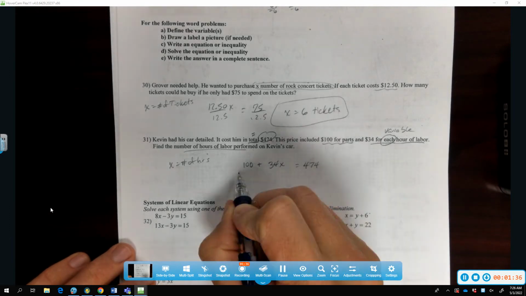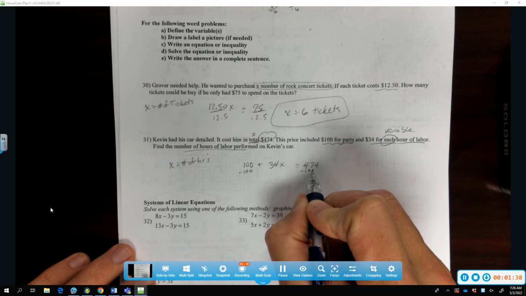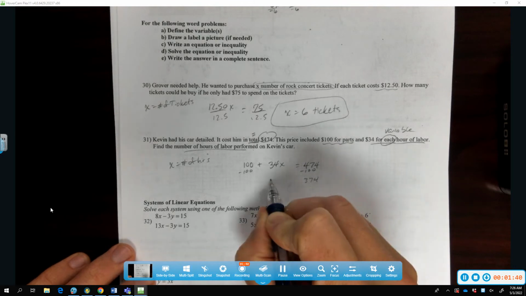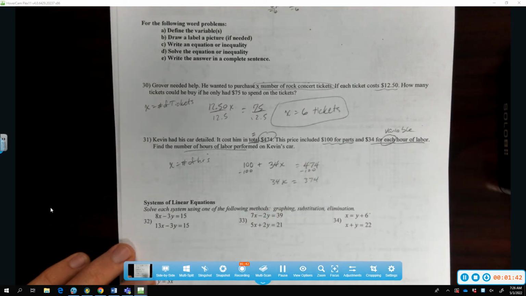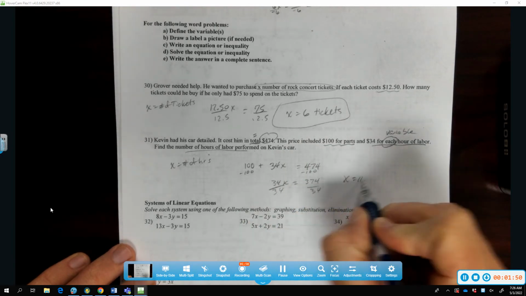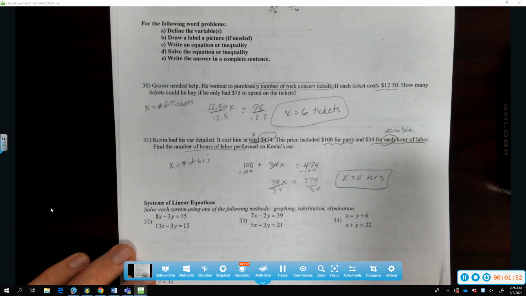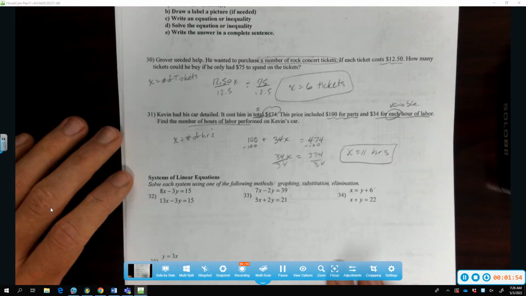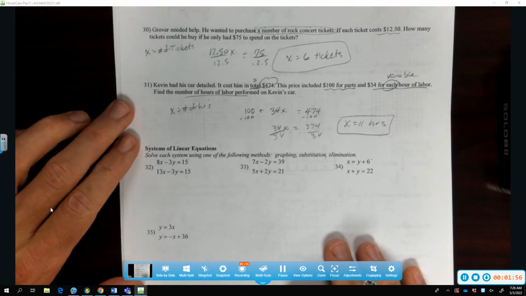So we're going to solve for x, so we need to subtract 100. We get 374, so 34x equals 374, so we take 374 divided by 34, and we get x is equal to 11 hours. 11 hours.